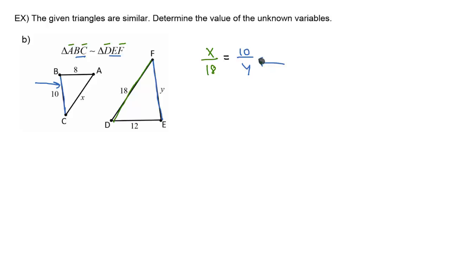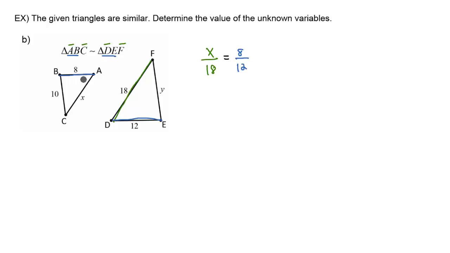So let me erase all this. And I do not want to use BC, so I'm going to go up here and use BA. And I see that AB or BA, however you want to call it, is the first two letters, so that's going to match up with DE. And DE is down here in the bottom, which is 12. So I have 8, which is on this side, divided by 12.